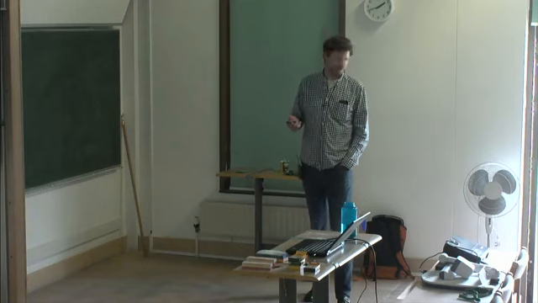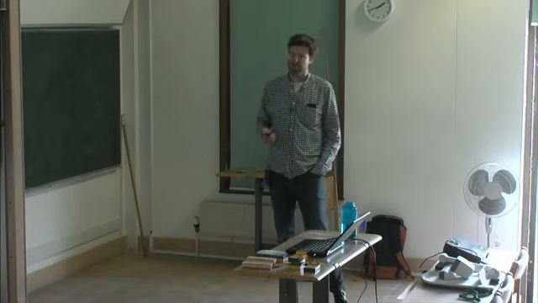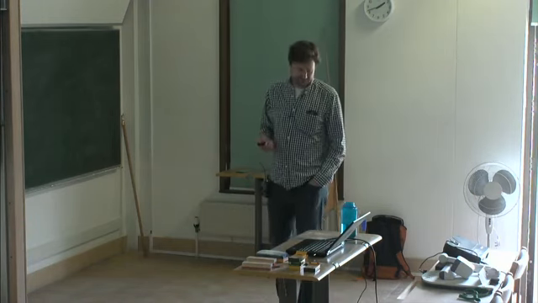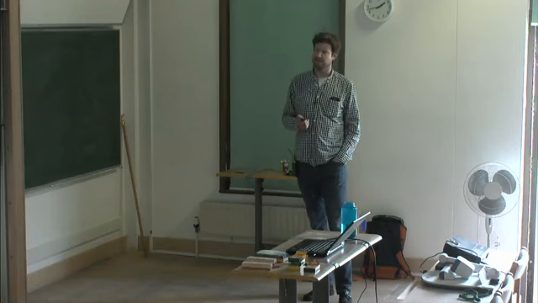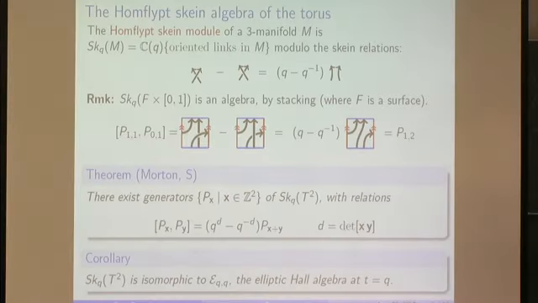Okay. So let me define the skein algebra. Given a three-manifold, you can look at the space formally spanned by framed oriented links in the three-manifold, modulo these HOMFLY skein relations. I should have put the framing relation. I forgot to add that. Okay, so this is some vector space.